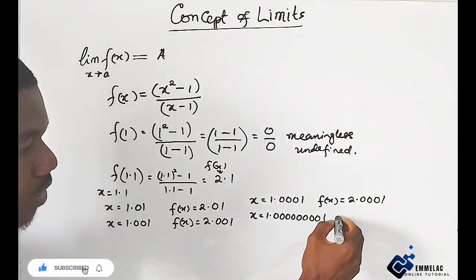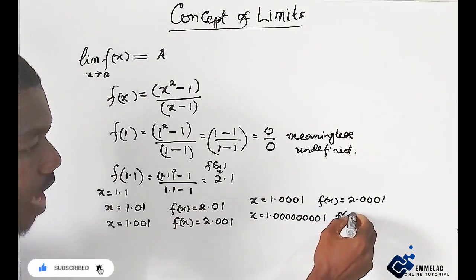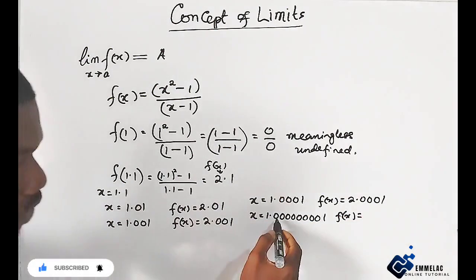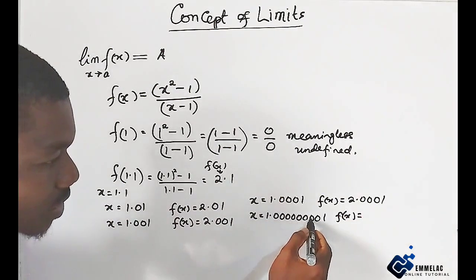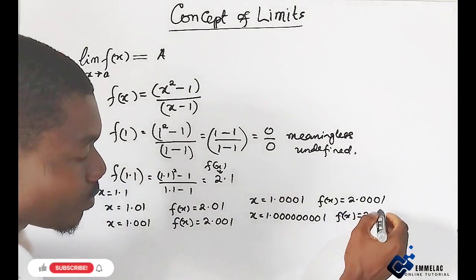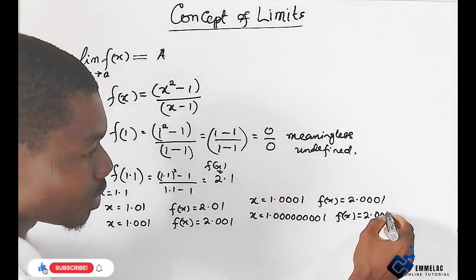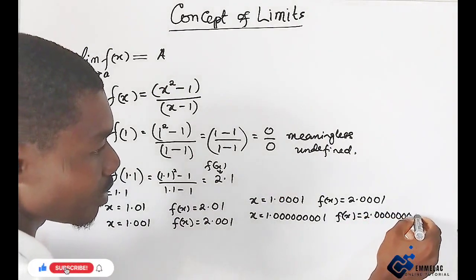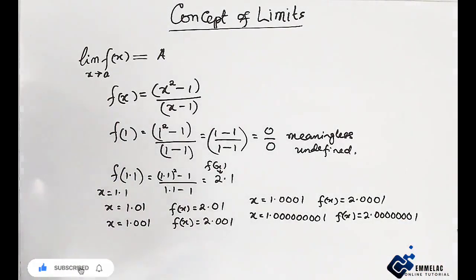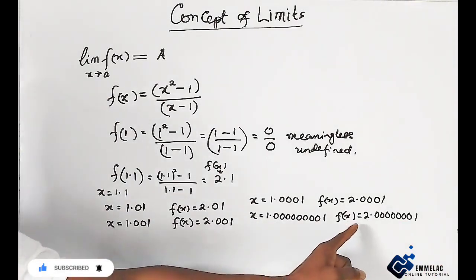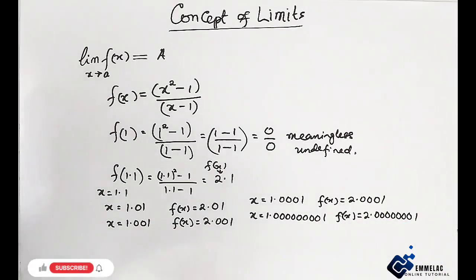And if we tend to have 1.00000000, now the f of x will also give us 2.00000000. You can see as x approaches 1, f of x approaches 2. Okay, right. Now this is just the concept of limit.